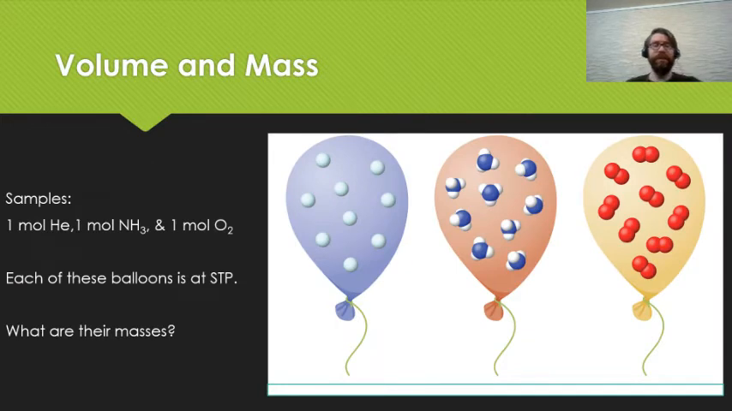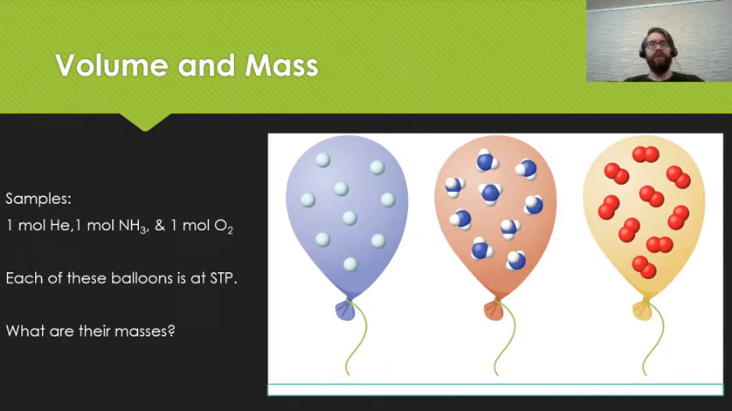So let's take this idea and actually talk about it. Here I have a mole of helium. I know there's only 9 atoms shown, but we're going to pretend that it's 6.02 times 10 to the 23rd. If there's that many atoms, we're going to take up 22.4 liters. Same thing with 1 mole of ammonia, same thing with 1 mole of oxygen.